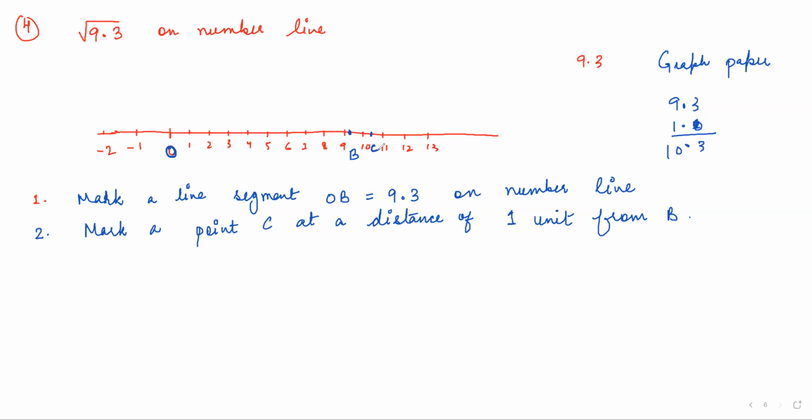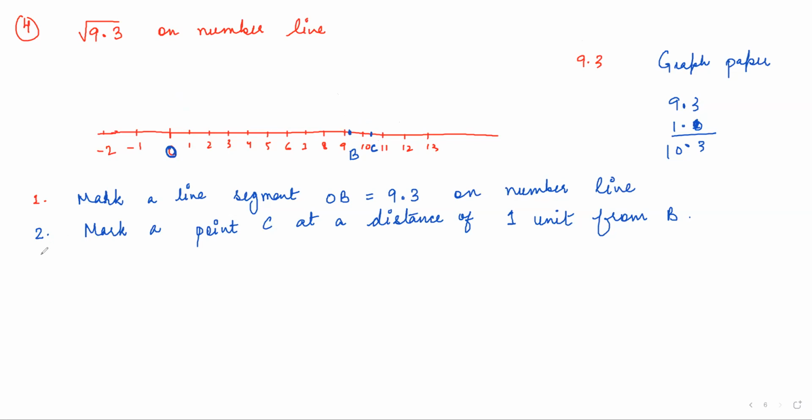Yeah, nobody is responding. Yes, ma'am. Okay. 1 unit means, for example, you are choosing a centimeter scale, right? So this distance will be 1 centimeter. If you are choosing an inch scale, this distance will be 1 inch, and like that. So that is called 1 unit.